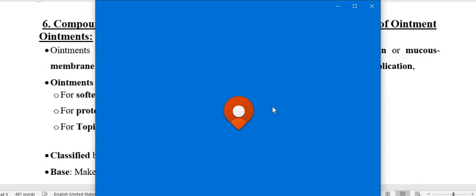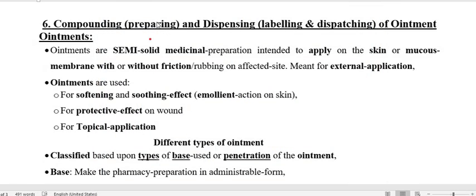So let us start the practical. This is the sixth practical, and this is the first class that we have to perform in the lab. So this is very, very important, and try to listen to it carefully so that you at least understand. Regarding this practical, the objective is compounding and dispensing of the ointment.